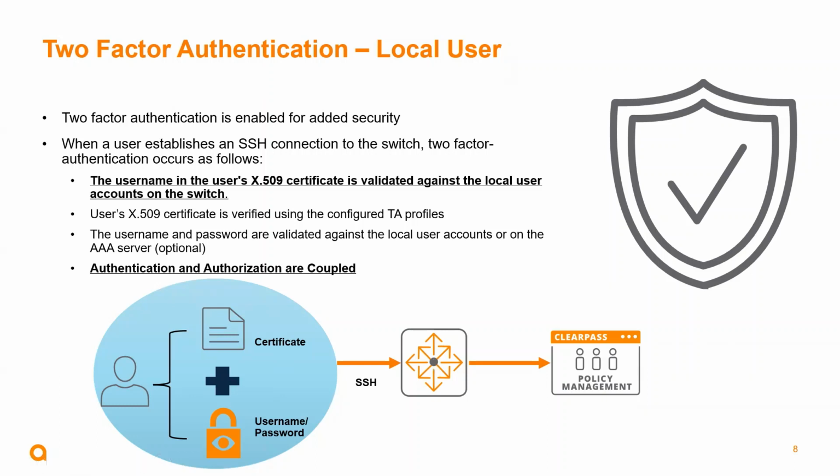Two-factor authentication local user feature is supported in AOS-CX switches for SSH connectivity from the initial release onwards. Let's see how it works. For accessing the SSH session of the switch, certificate and username and password are the two factors. Both authentication factors have to succeed to get access to the switch SSH. When user establishes an SSH connection to the switch, the two-factor authentication works as follows.